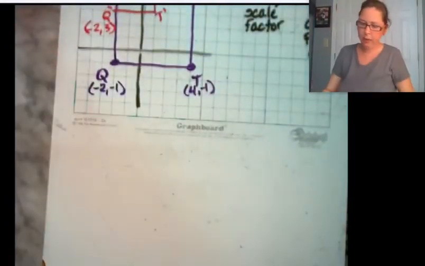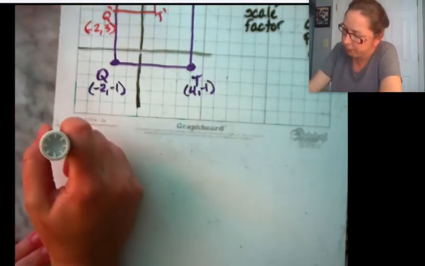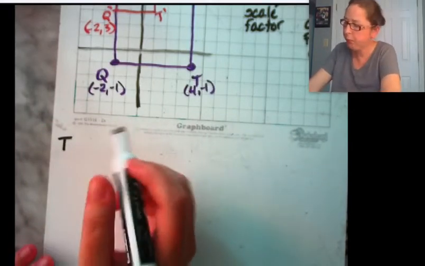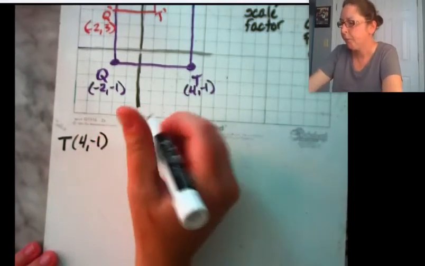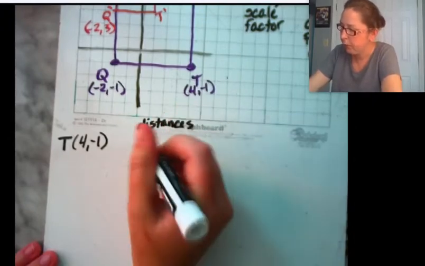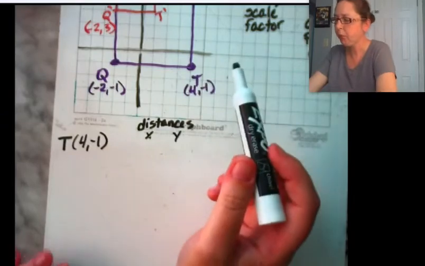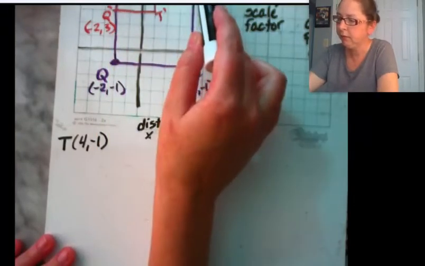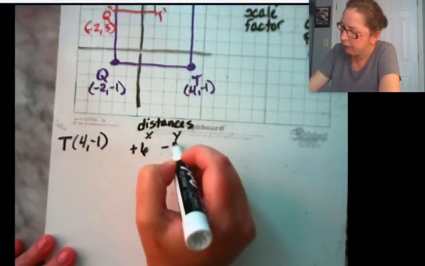Okay, so now let's find point T. The first thing that I need to do for point T is find the distance of the X and Y values. So the X values, it's going to go +6, -8.